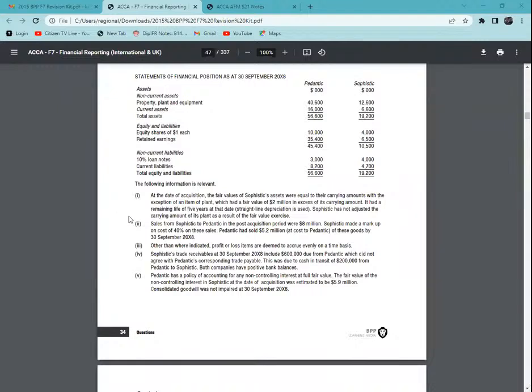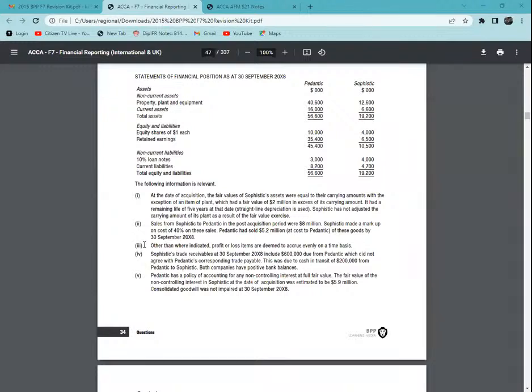Now we go to the next question here. 3. Other than where indicated, profit or loss items are deemed to accrue evenly on a time basis. They're putting that there simply to be verbose, to confuse the easily confusable students. So meaning that Roman 3 is a useless sentence. I can do without it. Nothing really for me there.